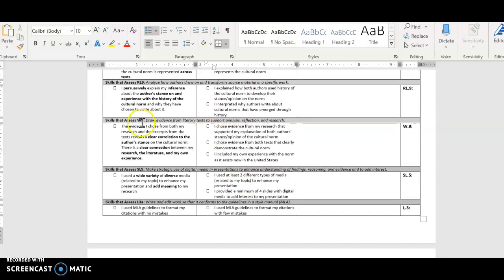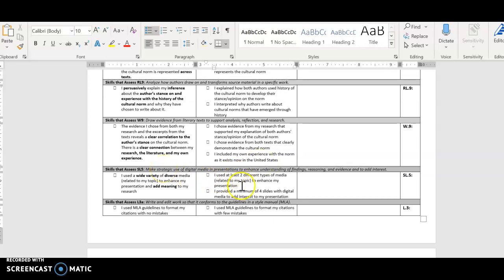Next, W9, the writing skills. You chose evidence from your research, you chose evidence from the text, and you included your own experience. So these two, the top two, you've already done those. Those should have been in your essay. So you should be able to pull those and use them for your presentation. This last bullet point is something new. So I'll show you where this will go, but you're going to include your own experience with the norm, the way you're experiencing it in the United States now.